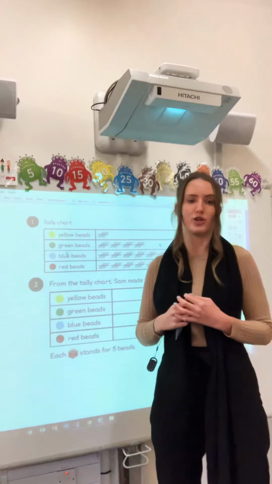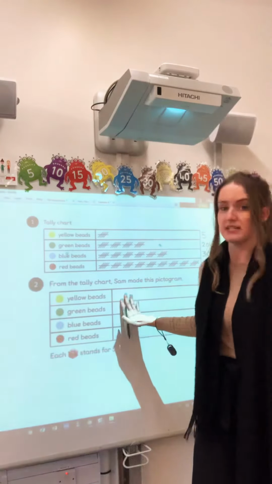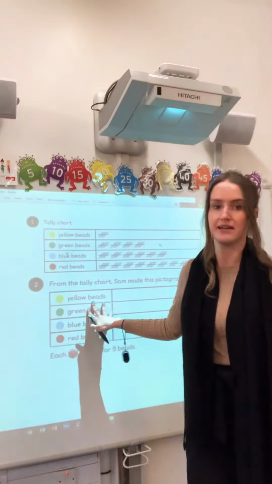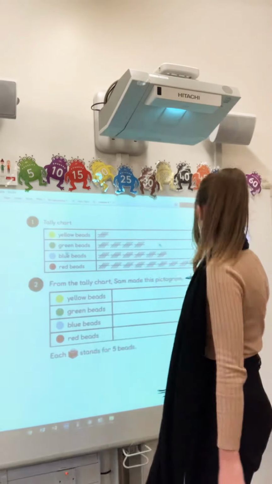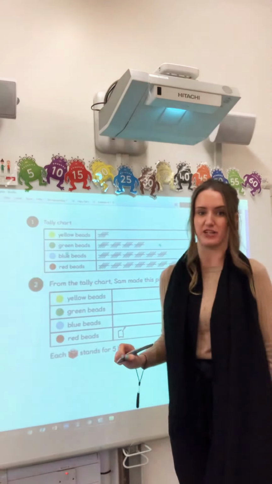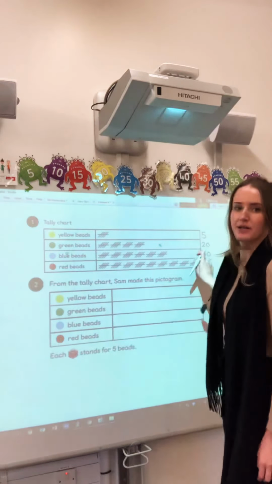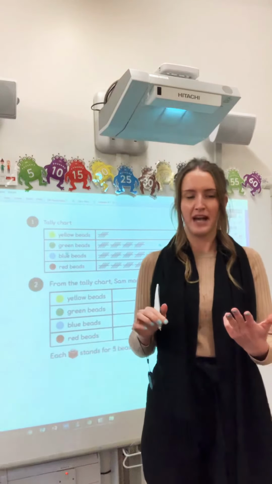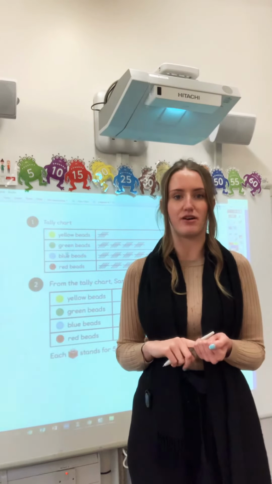Now, I want you in your books to create a pictogram. Okay, and this pictogram is going to tell us the exact same information that this does. It's going to tell us how many of each coloured bead there are on the string. But instead of doing, can you imagine for 45 red beads, doing a picture, 45 pictures? I want you to pause the video and have a think about these numbers. We've got 5, 20, 30 and 35. I want you to think about what times tables we know that they are all a part of.